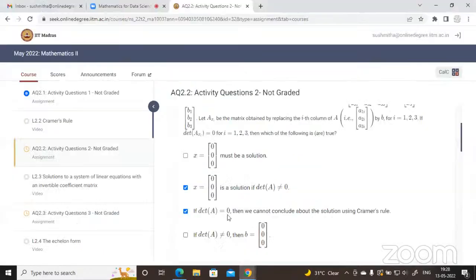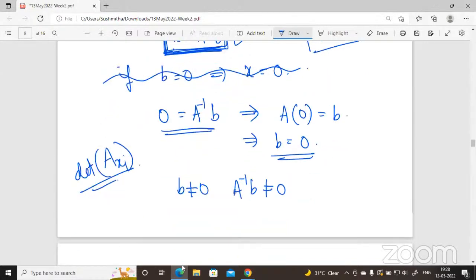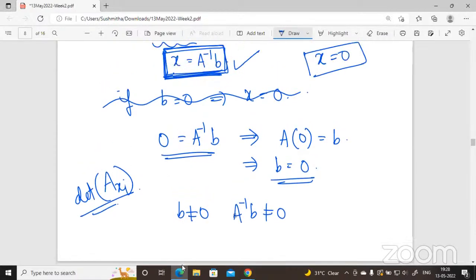Suppose B is not 0. If B is non-zero, then A inverse B is non-zero, right? And then in this case, is it a unique solution? X is the unique solution, meaning A inverse B is the unique solution. Do you agree to this? B is non-zero implies A inverse B is non-zero? Yes. So what is A inverse B? That is the solution to the system, X, which we found to be 0. So it will be a contradiction.